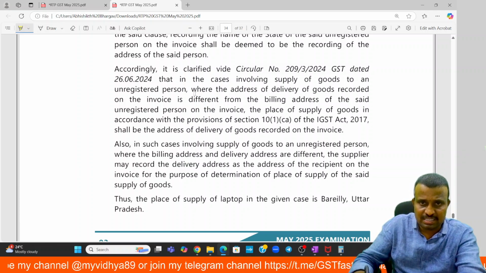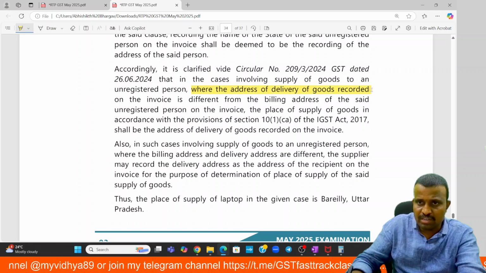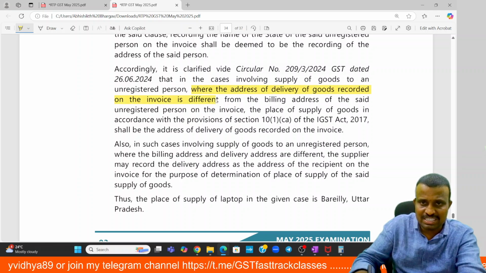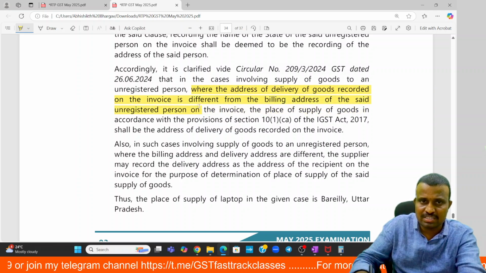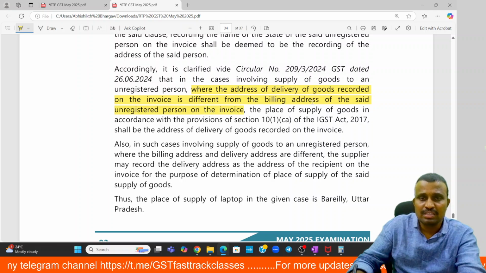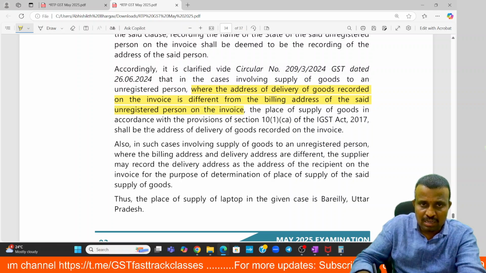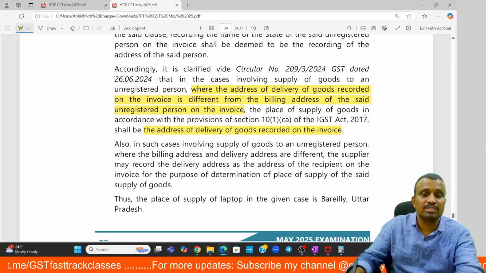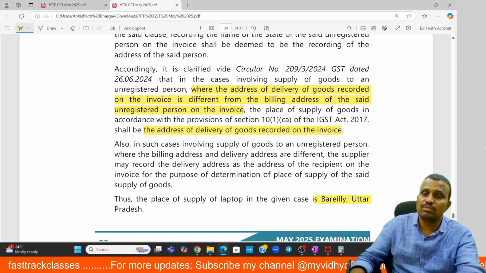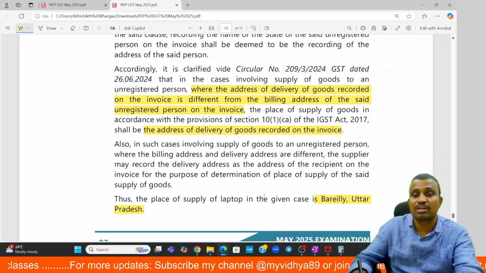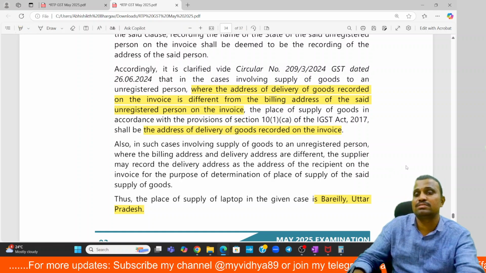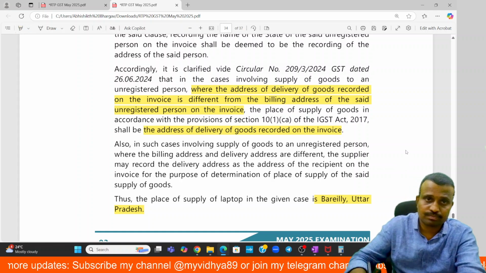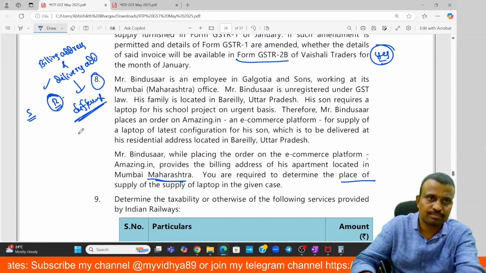And it is clearly stated that where the address of delivery of the goods recorded on the invoice is different from the billing address of the said unregistered person on the invoice, then the place of supply will be the address of delivery of the goods recorded in the invoice. So where? Nothing but Uttar Pradesh, not his apartment address. Okay, next.